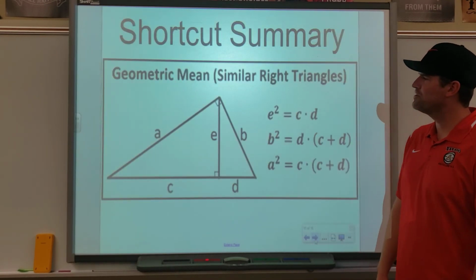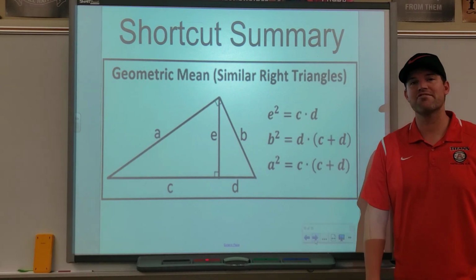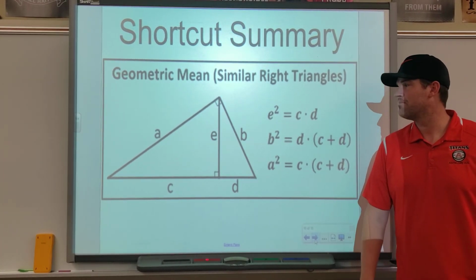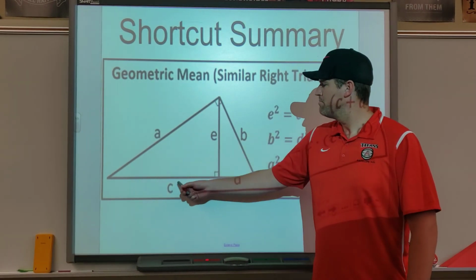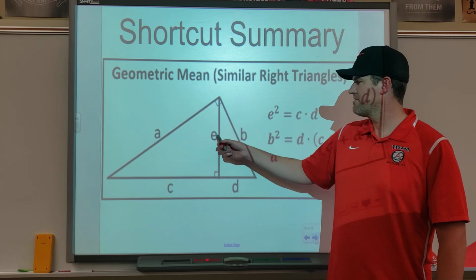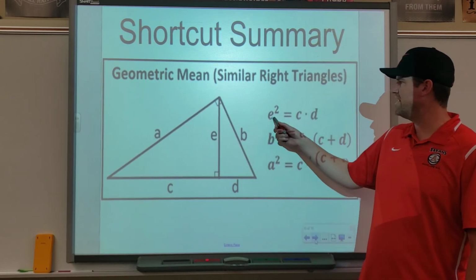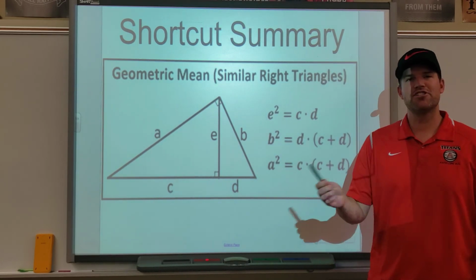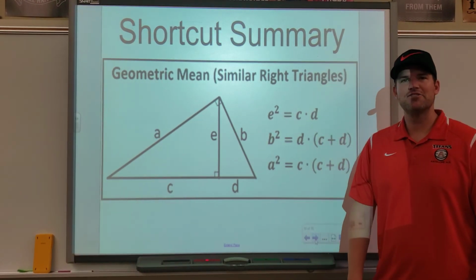All right. So I told you I would show you the shortcuts. If you want to take a picture of this and try to make sense of it, to have a shortcut to use, feel free. But the only shortcut that I really teach in my class is piece of hypotenuse over altitude equals altitude over piece, right? Boom, boom, boom, boom. Or E squared equals C times D. If your teacher teaches you the other shortcuts, great. But that's all we're going to do today.